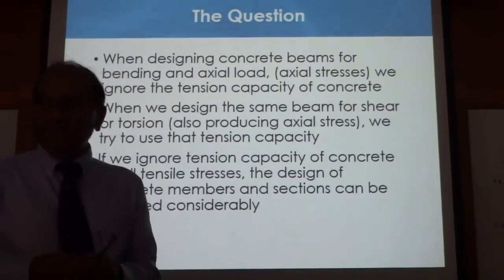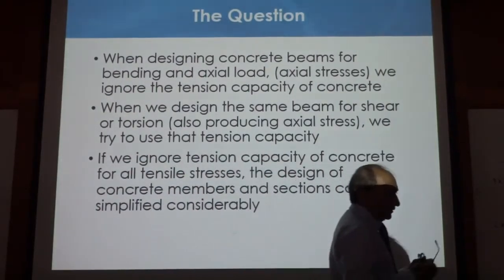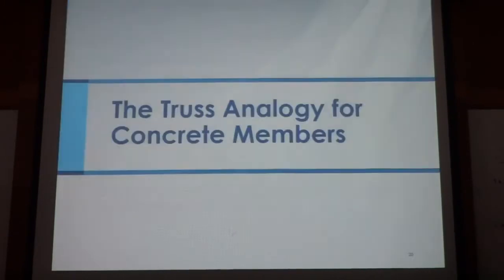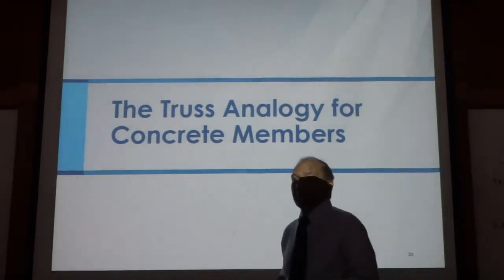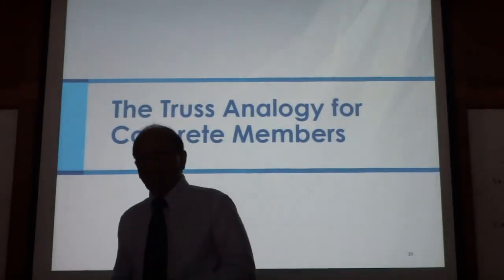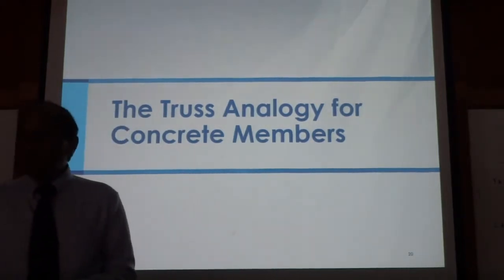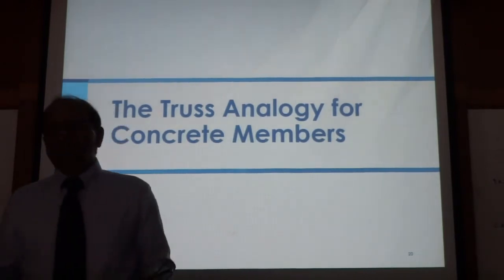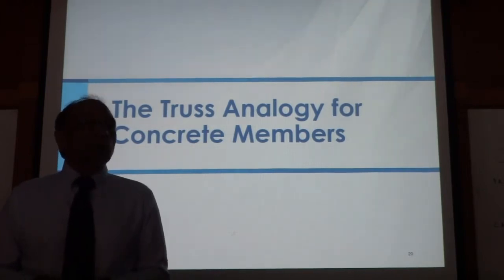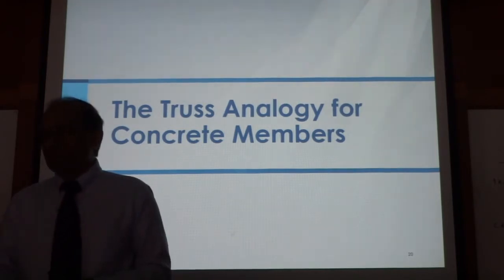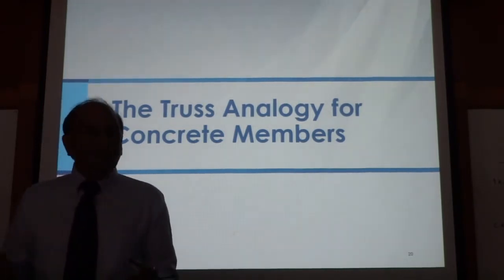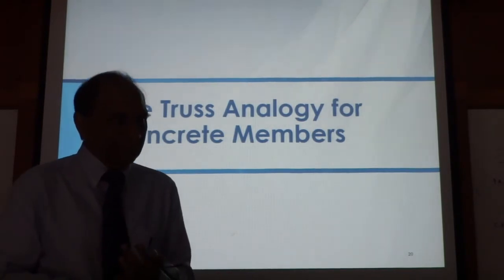Right? Seems logical. So if we agree on that, then we can come to this idea, truss analogy of concrete members. That means the concrete member is no more than a truss, because it can only take tension and compression. Tension taken by steel, compression taken by concrete. There is no shear, right? So shear disappears. There is no torsion, because torsion produces shear and axial forces, so torsion disappears, right? So only what we are left with is tension and compression, correct?